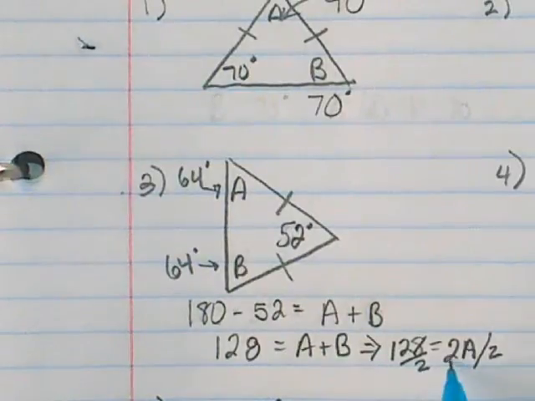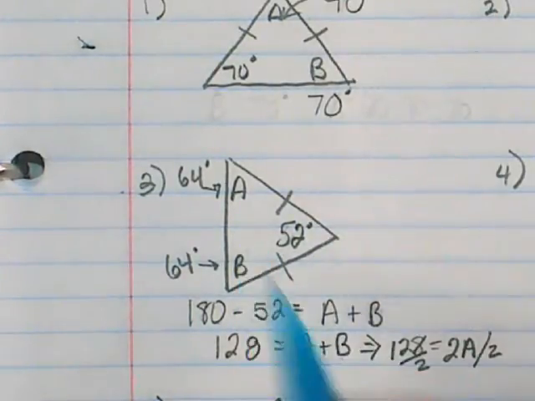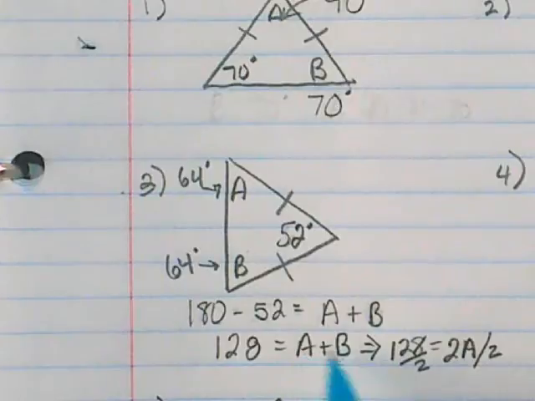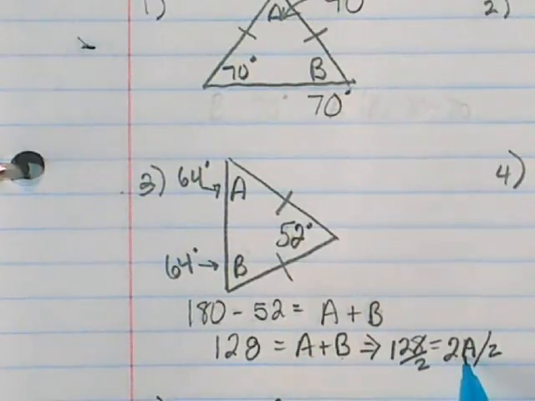This idea of substituting values is something that you learned in Algebra 1. If B is the same as A, I can swap it out for the letter A. That's how I had 2 A's.